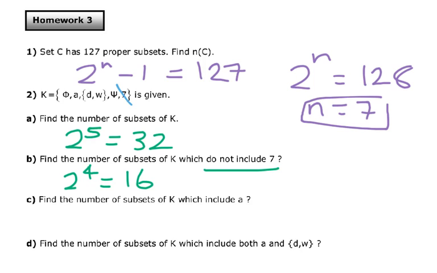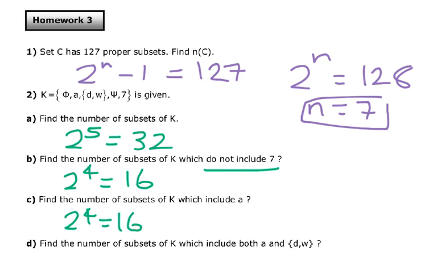And so we can use that actually in C. It says find the number of subsets which include A. Well, we do a similar thing. If we remove A, that means that we've got 4 elements. So 2 to the power of 4 equals 16, and that is the number of subsets that include A and that don't include A. So we can use the same method.